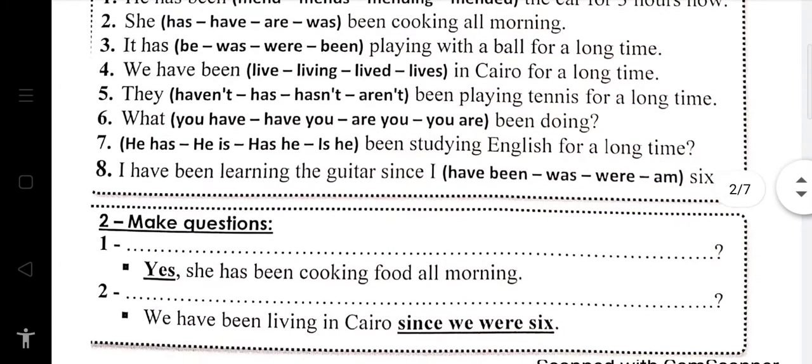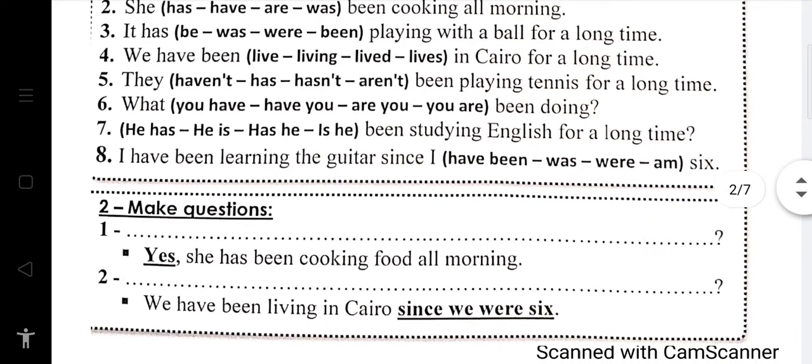Let's go to another kind of question, which is make a question. The first one: yes, she has been cooking food all morning. If we wanted to get the question, this is a yes or no question, so we have to begin with the helping verb. So we have to say, has she been cooking food all morning?